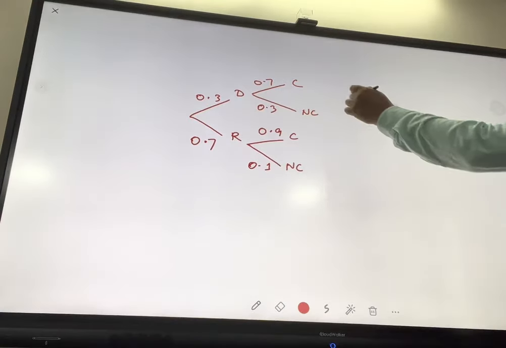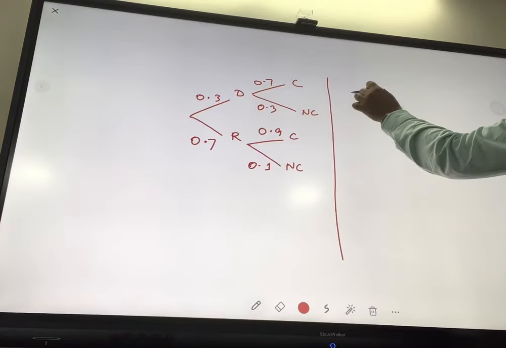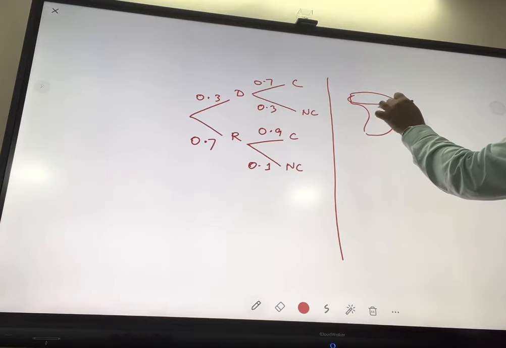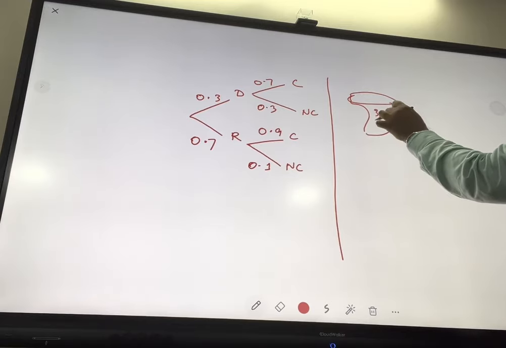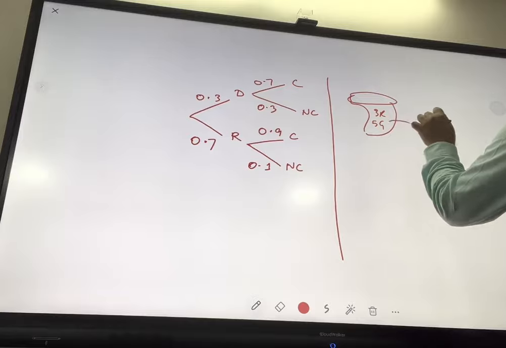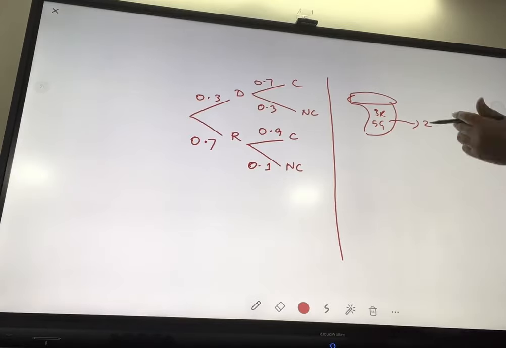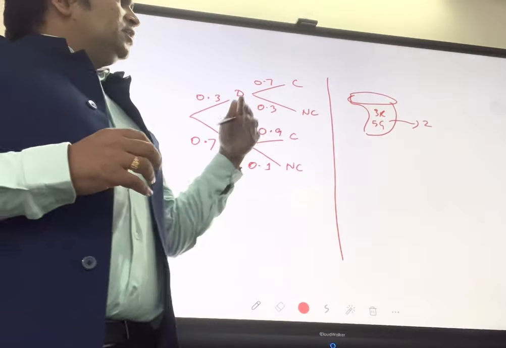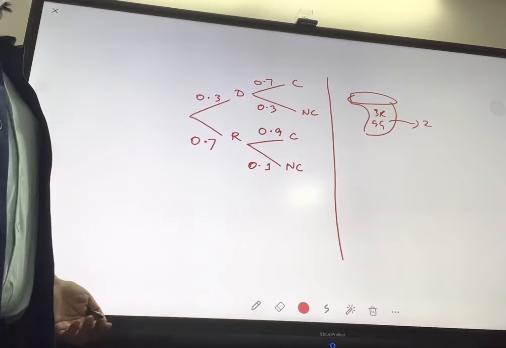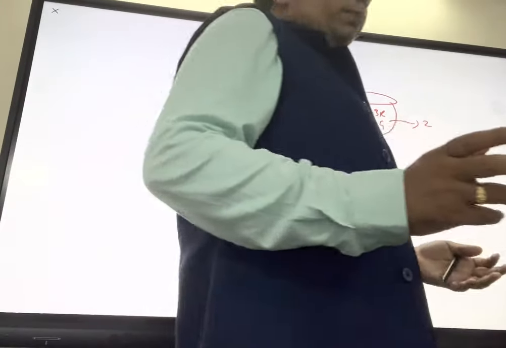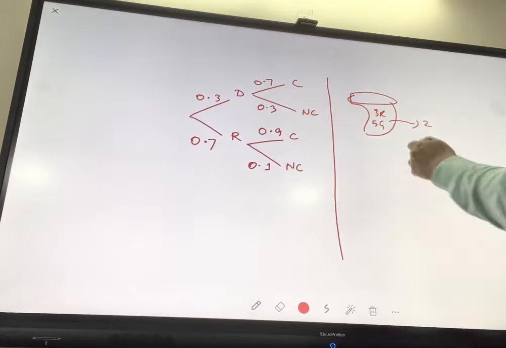I'll come back to this tree diagram. Also, let's say there are problems about removing marbles. Suppose there are 3 red marbles and 5 green marbles in a bag. I'm going to pick up 2 marbles from here, one after the other. First you pick up one, you throw it out, and then you pick up the other. This is also referred to as without replacement. So how can I draw the tree diagram for this?